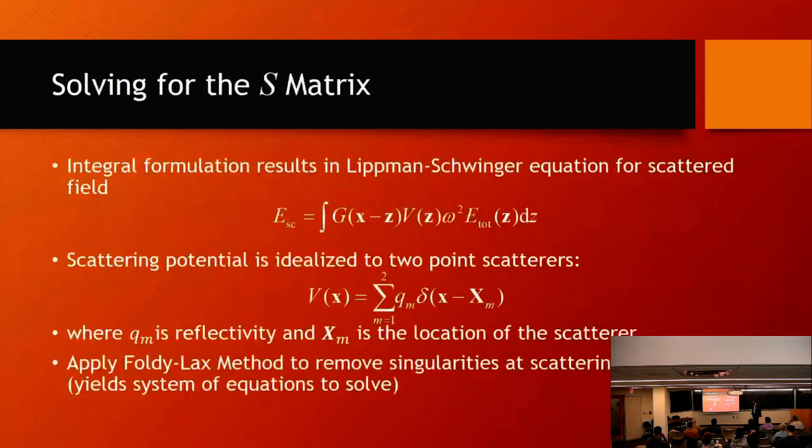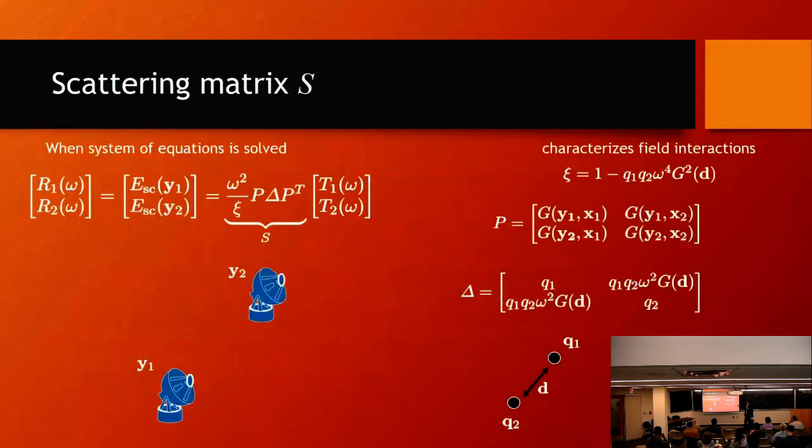And so what happens is, by applying the Foldy-Lax method, we were able to discretize this equation, remove the singularities at the scattering centers, and now you have a system of equations to solve. And what you get is this, the scattered field. If I were to have two observation points, and each one of these has some source that I transmit, a transmit signal, I can model the mapping from the transmit to the receiver end through these operations.